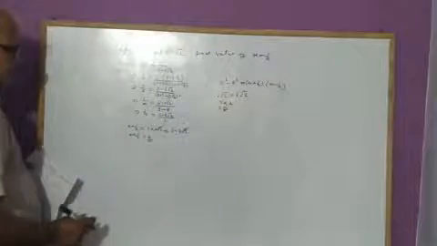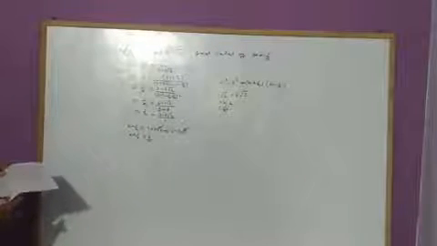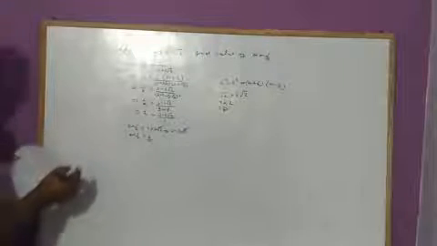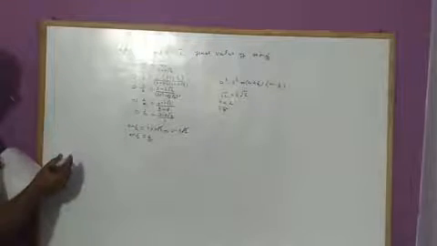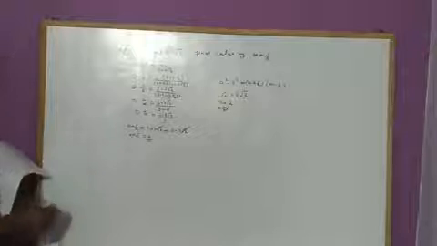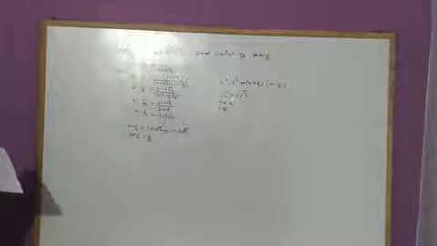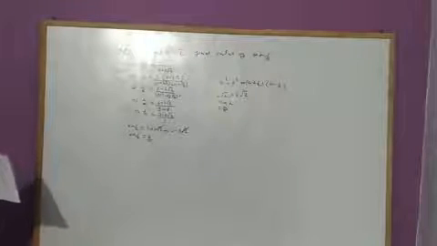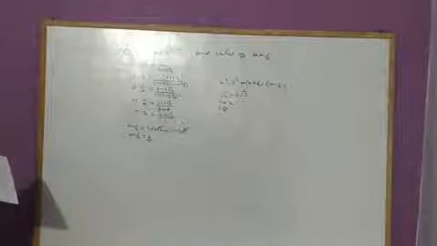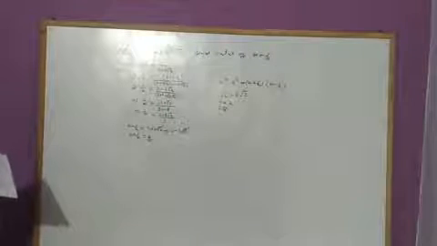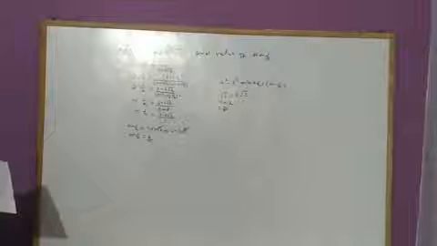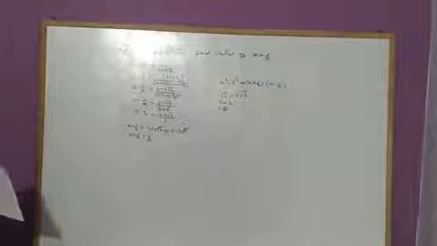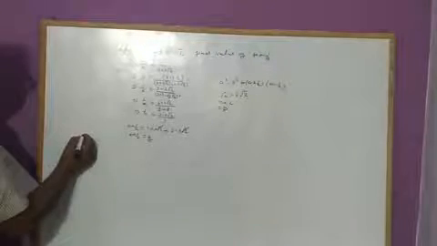6 is your answer. Now question number 2, you solve yourself. If x is equal to 7 minus 4 root 2, find the value of x plus 1 by x and x minus 1 by x.